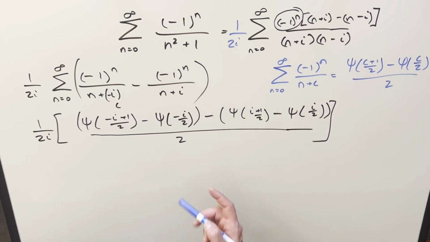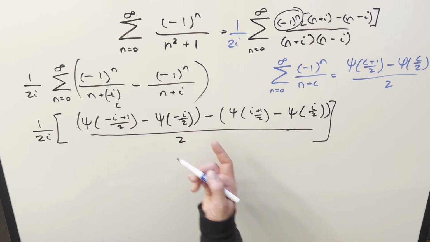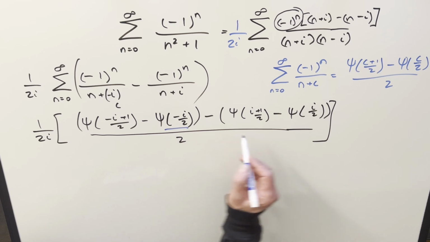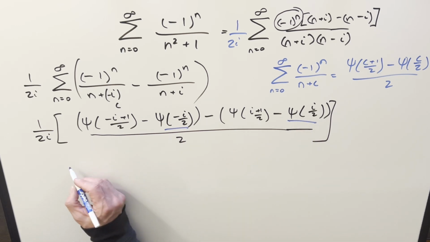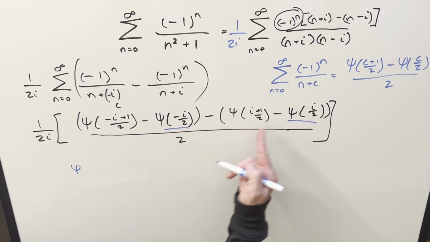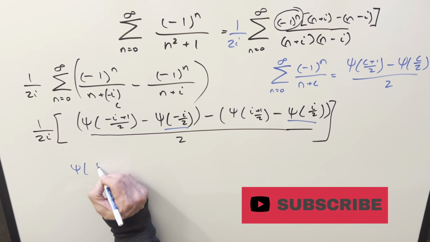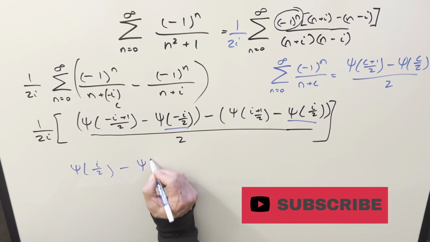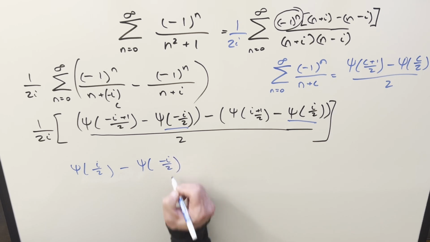And from here, what we need to do, we just need to simplify some of this digamma stuff. I can actually break this up. We've got 4 terms. I can deal with them separately. These look kind of similar. So what I can do is, when you distribute the minus sign, this becomes a positive digamma of i over 2. And then here we'll have minus digamma of minus i over 2.